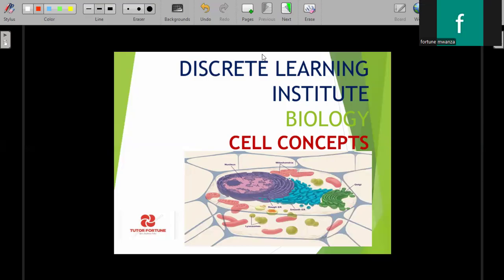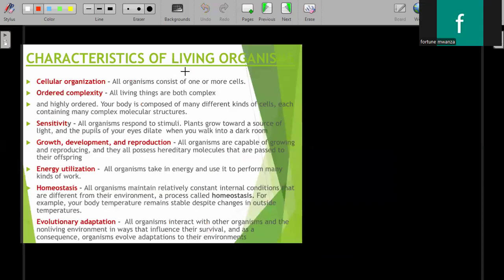So we know all living organisms have these characteristics. They all contain cells. As long as it's a living organism, the first thing it needs to have is a cell. That's one characteristic it needs to have. So all living organisms have cells. Now, these cells are compacted in a certain way. So we can have a cell.